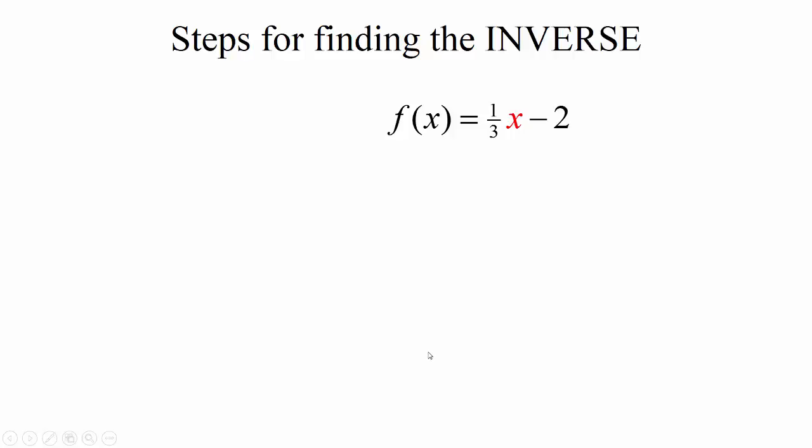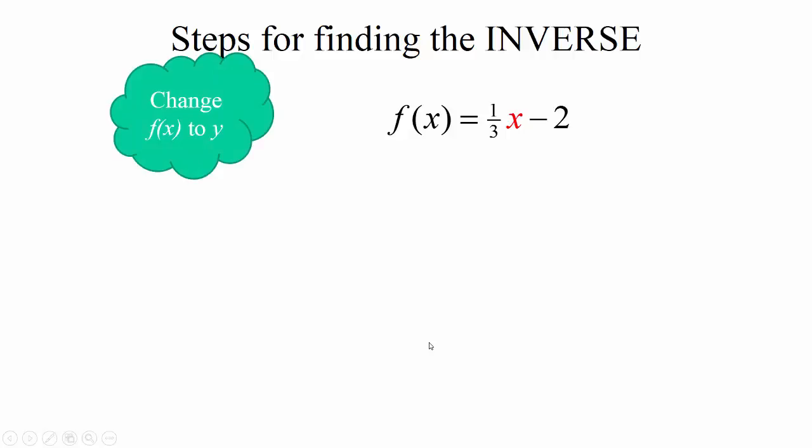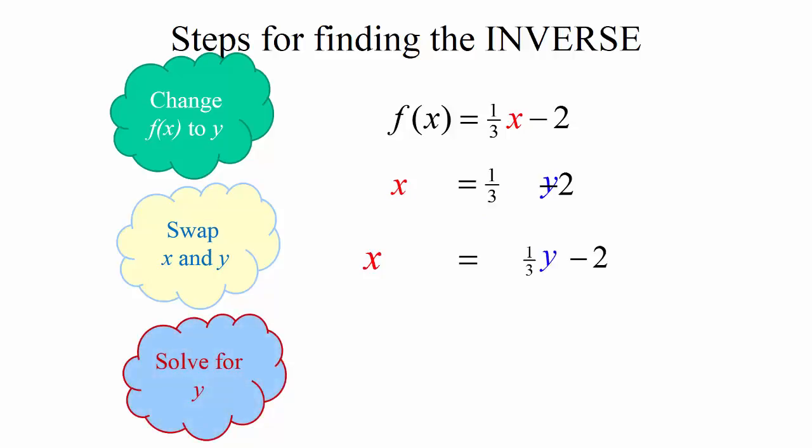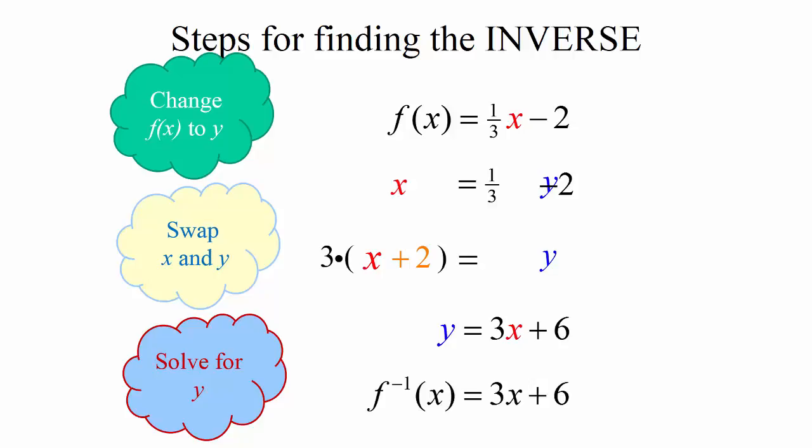Now here are the steps for finding the inverse of a function. Step 1, you want to change the f of x to a y. Step 2, you want to swap the x and the y. That's the key to inverses. And then step 3, solve for y. After you solve for y, that is the inverse. We typically write the inverse with the f and an exponent of -1. -1 means inverse, the inverse of f.